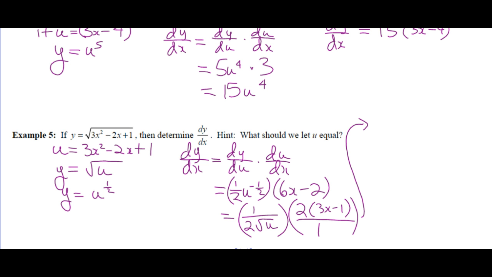Okay, so what do we got? So the 2's are going to cancel, right? So we got 3x minus 1. Okay, so let's say dy by dx is equal to 3x minus 1 over the square root of, all right, now we don't want u in there, right? So 3x squared minus 2x plus 1. So we replace the u with the x expression.